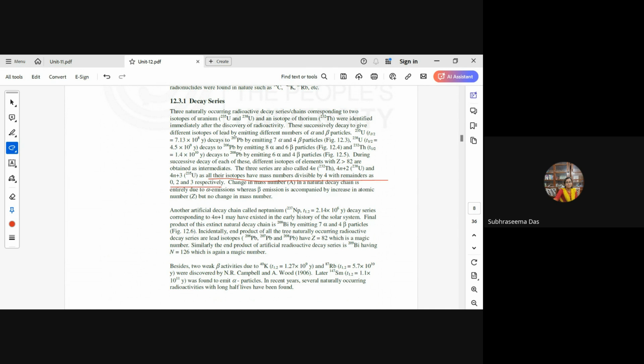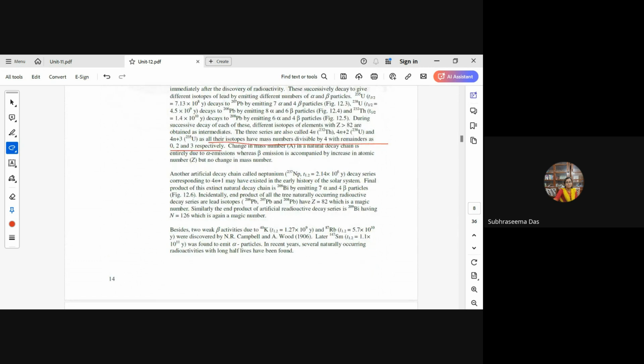Now the change in mass number in a natural decay chain is because of alpha emission, whereas beta emission is accompanied by an increase in atomic number but no change in mass number. Another artificial decay chain is called the Neptunium decay series, which corresponds to the 4n plus 1 series. The final product of this extinct chain is bismuth 209, reached by emitting 7 alpha and 4 beta particles.